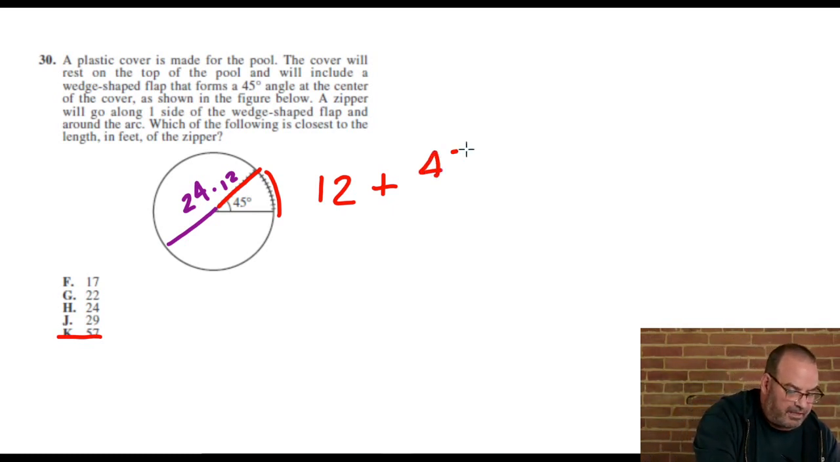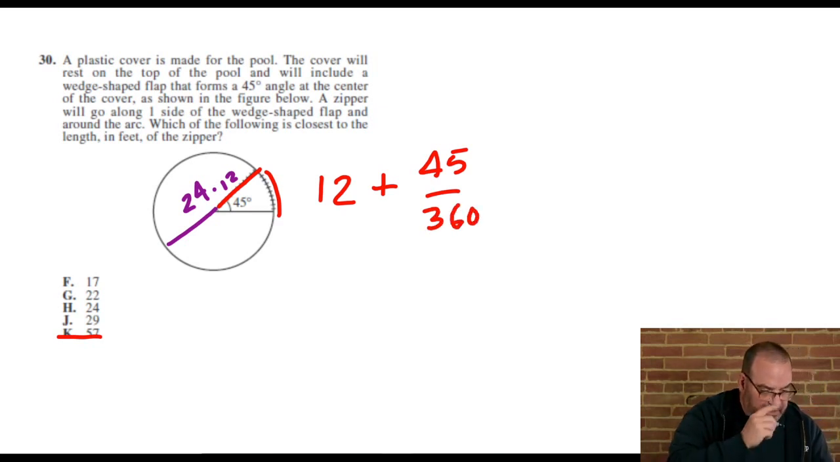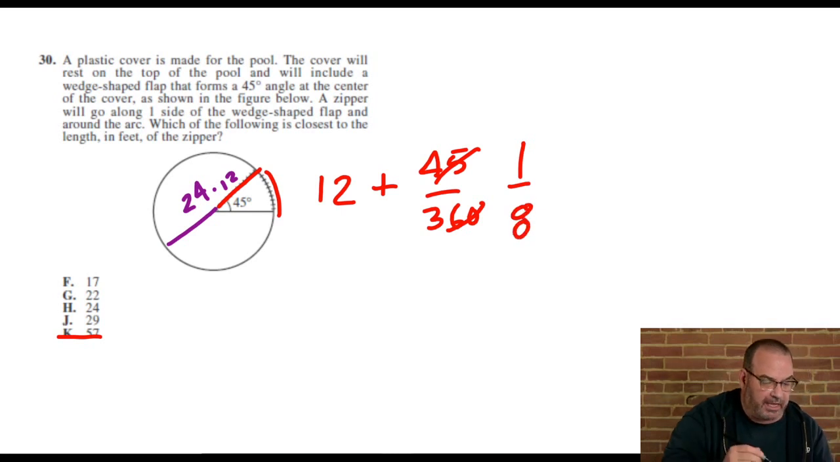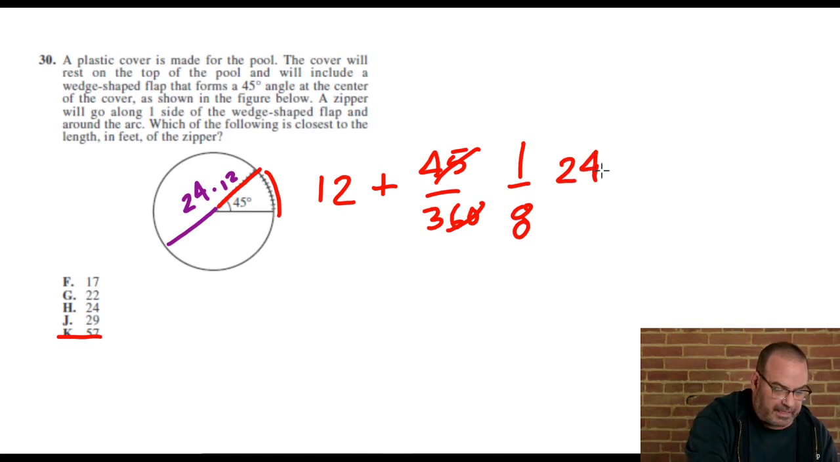So what do I have here? I have 45 out of 360 as my piece. That's my fraction, and 45 goes into 360. Everybody should actually know this one because 45 is half of 90. 1/4 of a circle is 90, so this is 1/8 of the circle. So 1/8 of the circumference, which is 24 pi. They gave the radius. I'm going to have to go back and look at this, see if it's 12 or 6. Uh-oh.